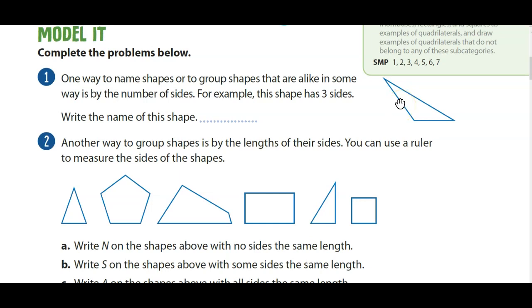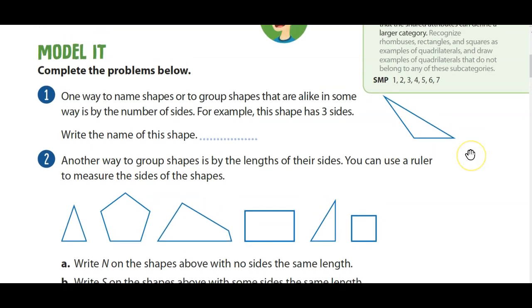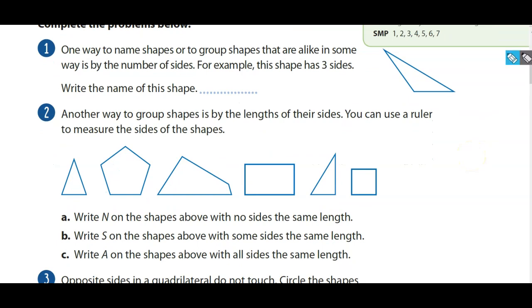One way to name shapes or to group shapes that are alike in some way is by the number of sides. For example, this shape has 3 sides, so write the name of the shape. Well, if a shape has 3 sides, it's called a triangle. Tri means 3, by the way. Another way to group shapes is by the length of their sides. You can use a ruler to measure the sides.